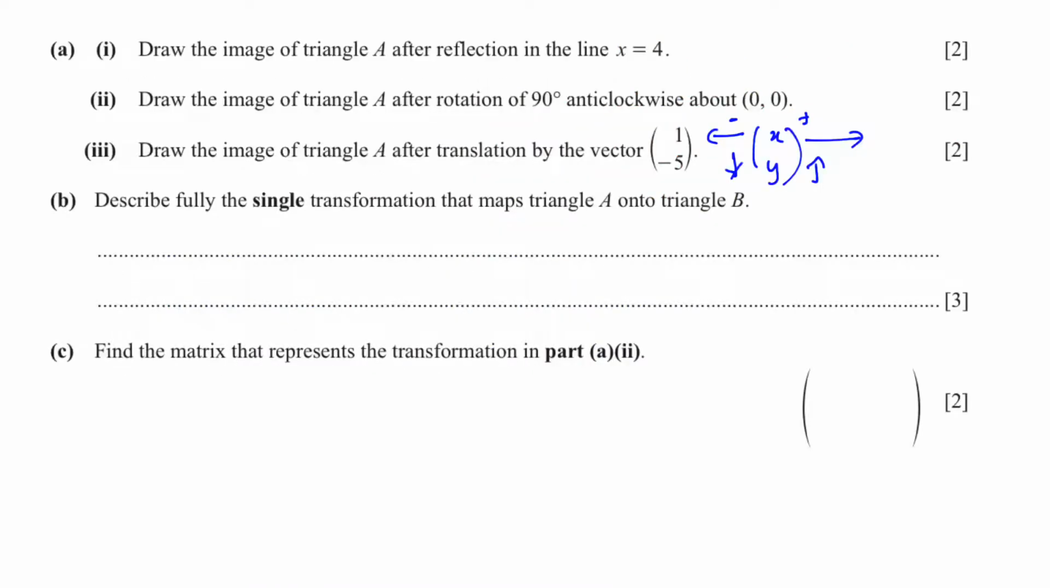Next, find the matrix that represents the transformation in part A2. So the rotation you need to find, and it is anti-clockwise. When you represent a matrix, the transformation is rotation. You will have a 0, 0 here. And if it's 90 degrees, you will have 1 and negative 1 here. Because it's anti-clockwise, this is going to be negative 1. But matrix representation is not a part of your syllabus from this year onwards. So it's fine if you don't know that.